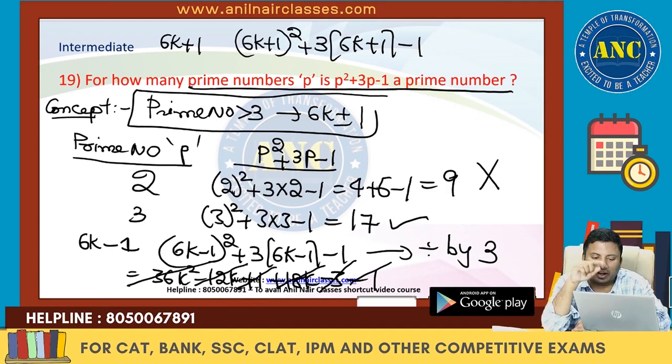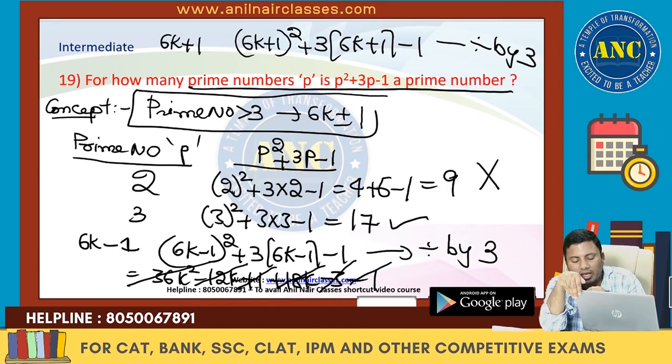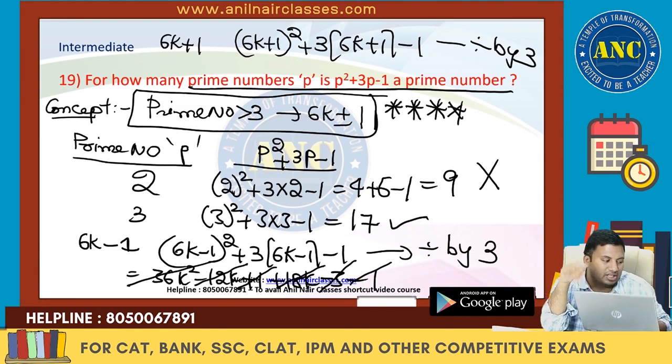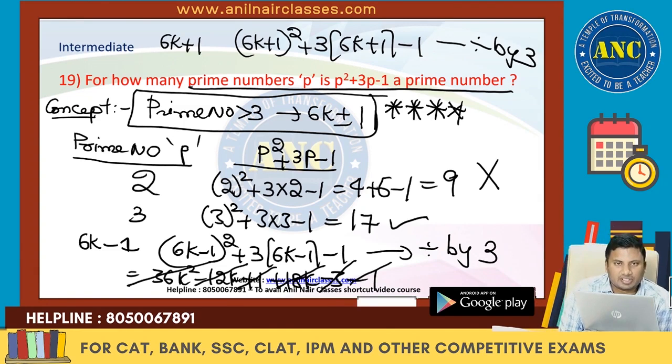3 ones are 3. 1 minus 1, it is also divisible by 3. Any prime number greater than 3 is of the form 6k plus or minus 1. This is the usage. Any prime number greater than 3 is of the form 6k plus or minus 1.